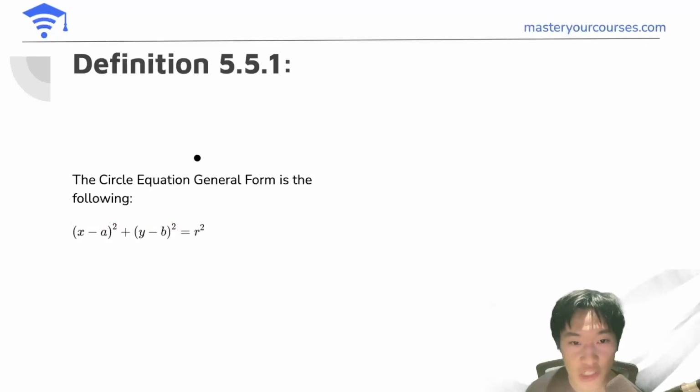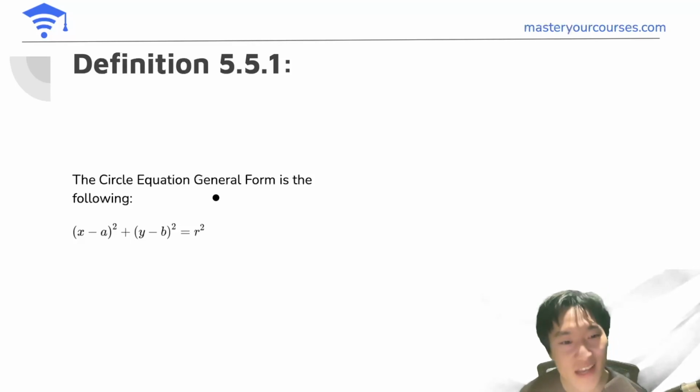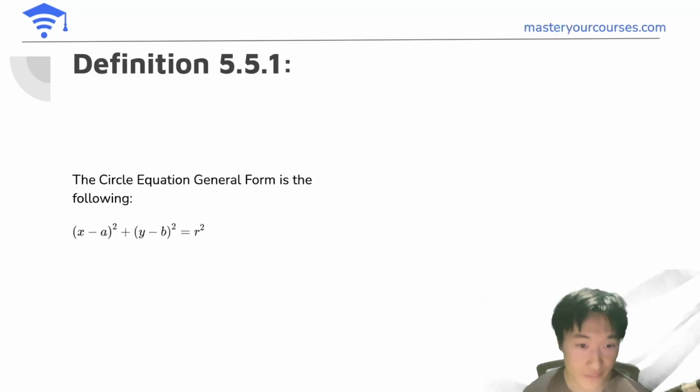Now, the circle equation general form is the following. You just need to know this, memorize this, whatever it takes, do some practice problems. But (x minus a) squared plus (y minus b) squared is equal to r squared. This is the circle equation general form. Grill this into your head.